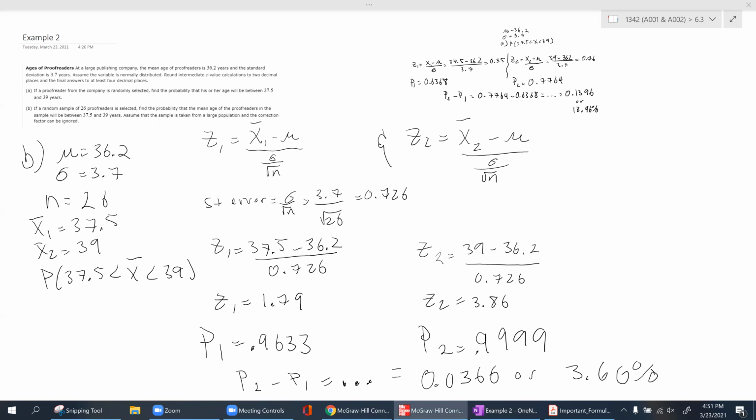So for the most part, it's still pretty similar. It's still the same process: finding the Z value, find out what you're asked for. Is it less than? Is it greater than? And also deciphering, is there anything there mentioning, where was it? Large population and correction factor ignored.